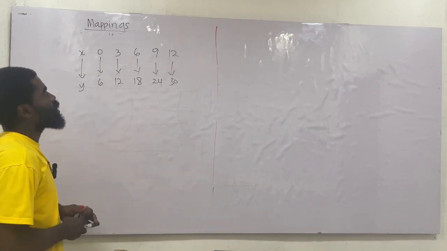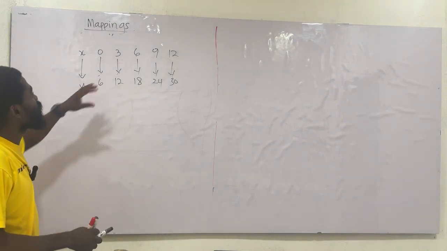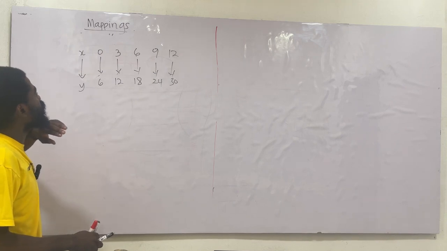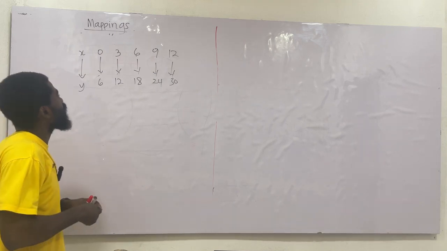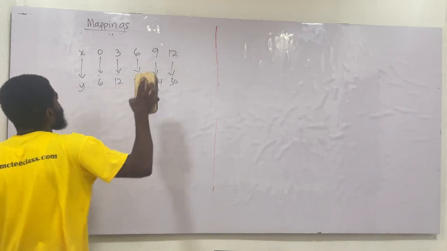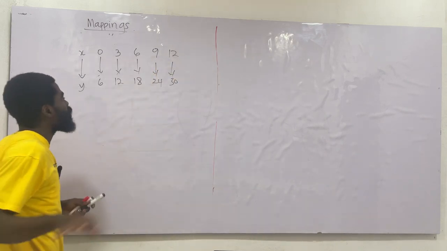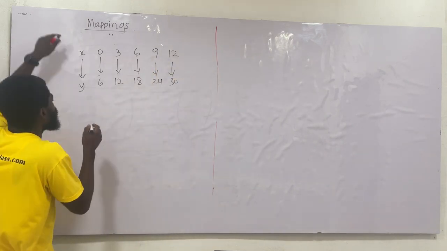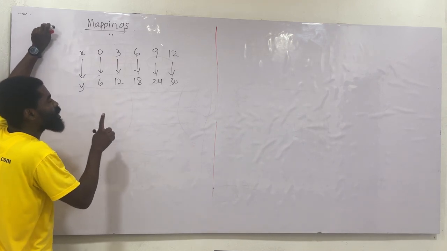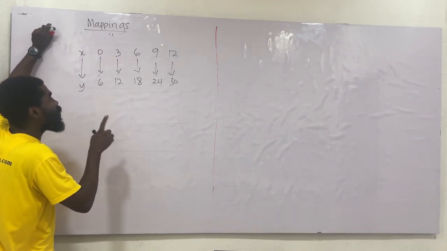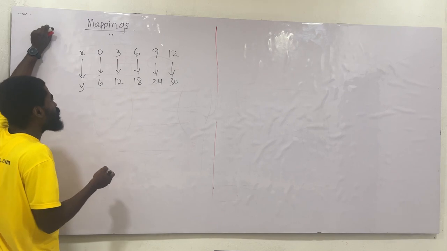Let's see if I can find the rule for this mapping. Let me change the top one. Okay, let's go with the top. So here, first of all, we check whether the mapping is linear or exponential, because we can have linear mappings and exponential mappings. How do we check if the mapping is linear?